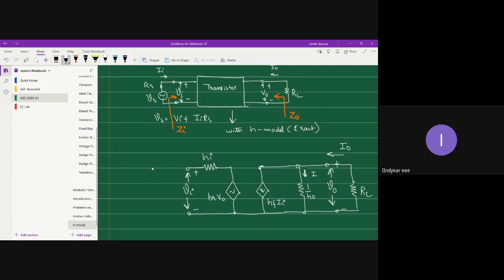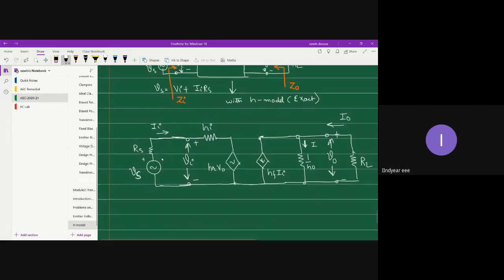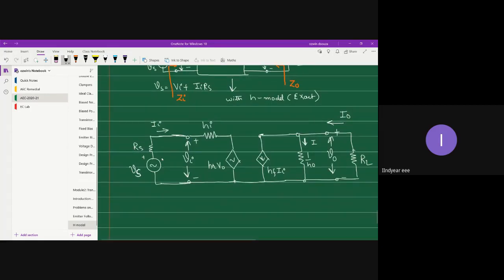And on the input side, what we have is our source, which is not ideal. Instead, it has a finite source resistance. Let's take that source resistance as Rs, and the source as Vs. And the input current, let's take II. So this is our exact hybrid model. And let us also write the H model equations.